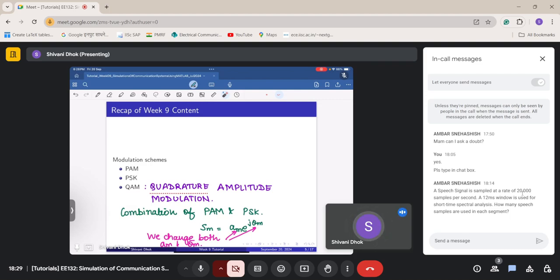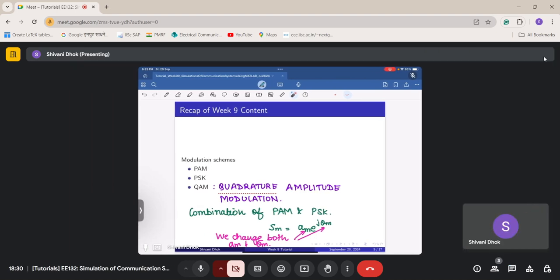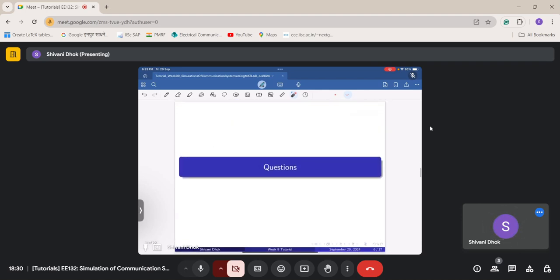Exactly. So now, if at each and every second we are having 20,000 samples being generated, and you are given a window of 12 milliseconds, so you have a time duration. So the number of samples, how will you find it? Rate times the time which you are asked for, right? Yes, ma'am. It will be simply 20,000 times the window length. 240 will be the answer, ma'am. 20,000 into 12 milliseconds, yes. Correct. Does it answer your question? Yes, ma'am. Thank you, ma'am. Okay, any other question? No, ma'am.